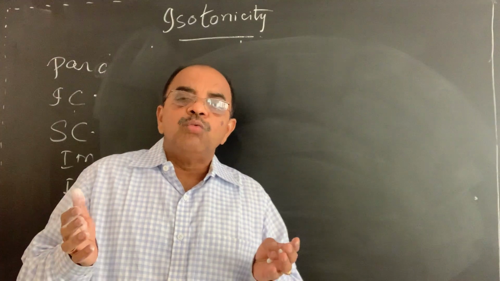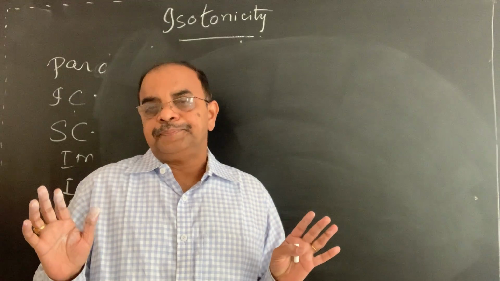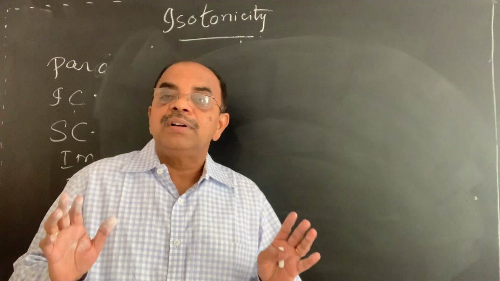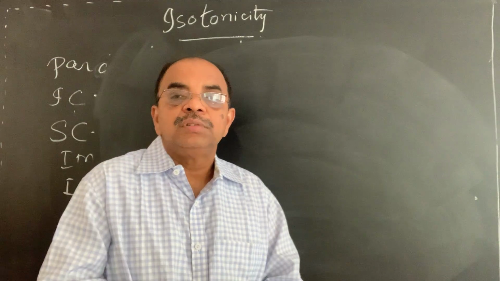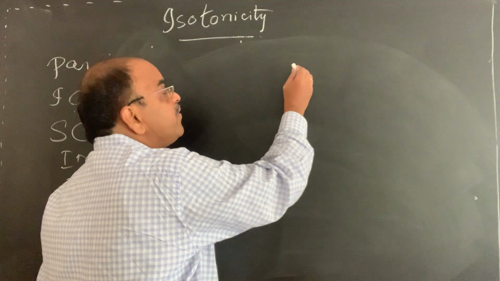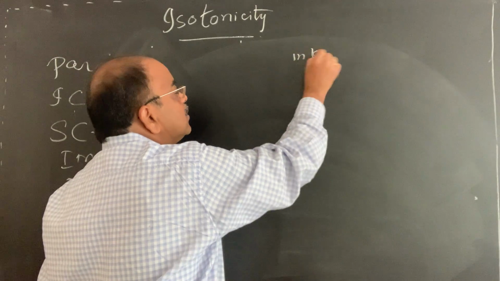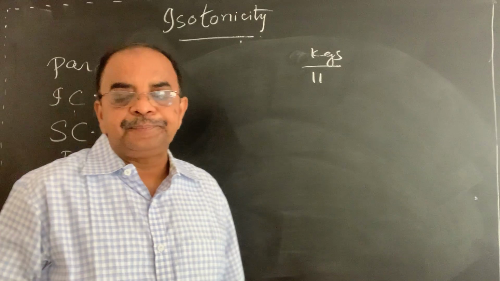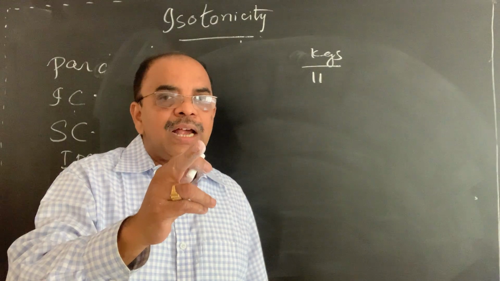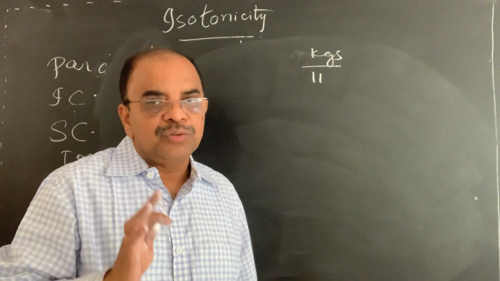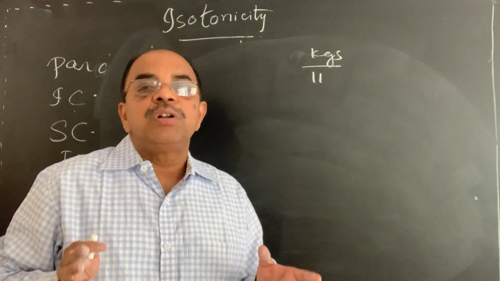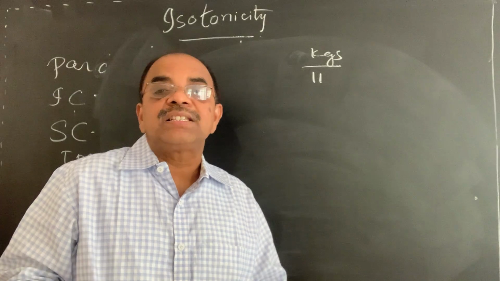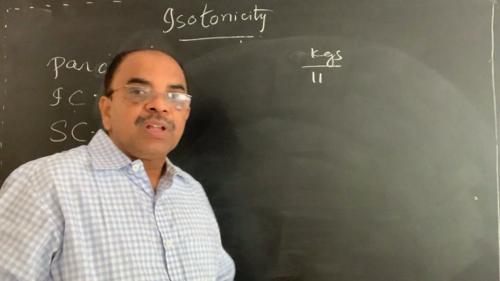What is the volume of blood in our body? Your body weight in kilograms divided by 11 approximately. So if you are 55 kilograms, you have about 5 liters of blood. If you are 66 kilograms, you have about 6 liters of blood in your body, right?